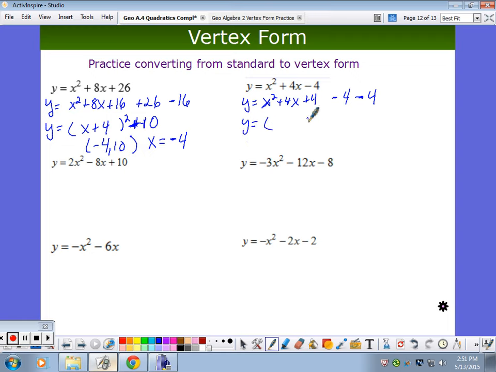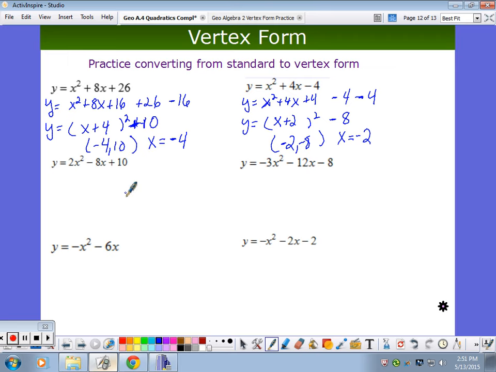Then I'm going to write this as its binomial square. That's x plus 2 squared. Minus 4 minus 4, that's minus 8. I am now in my vertex form. What's the vertex? Negative 2, negative 8. What's the axis of symmetry? That's right. So relatively easy when there's a 1 in front.